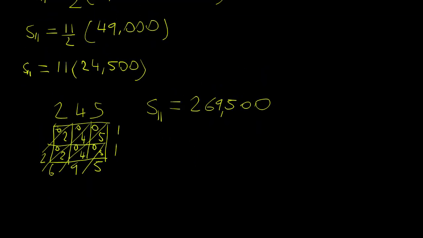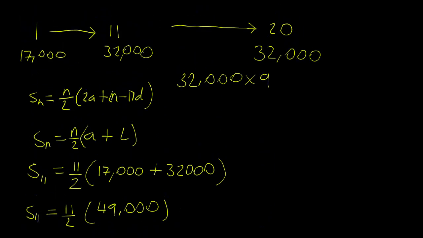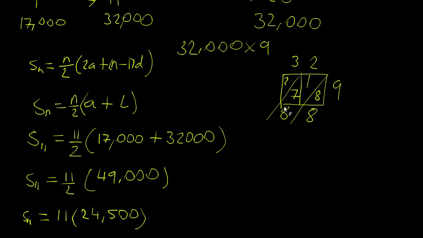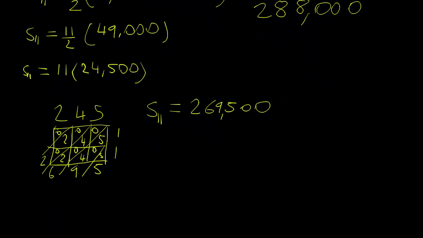So we've got the sum of the first 11 terms. We just need the sum of the last 9 terms. So that's 32,000 times 9. If I just do that over here, basically 32 times 9, which I could probably do in my head, but I'll work it out as well. So that's 18 and 27. So 8, 8, 2. Oh, missed an 8 out. So 288,000.